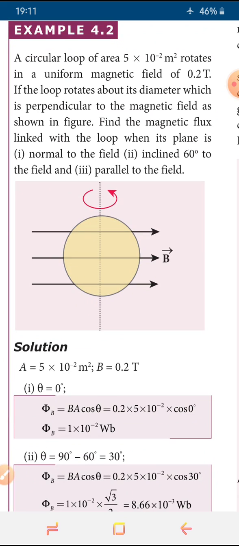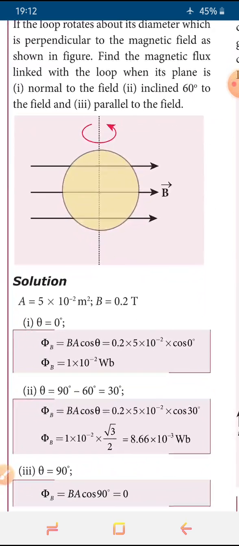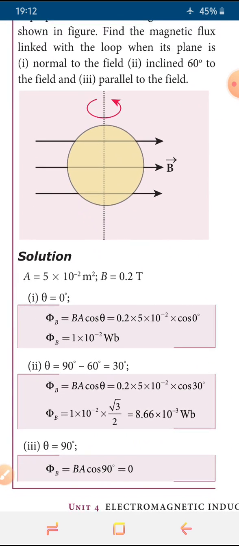Now example 4.2. A circular loop of area 5 into 10 to the power minus 2 meters square rotates in a uniform magnetic field of 0.2 Tesla. The loop rotates about its diameter, which is perpendicular to the magnetic field, as shown in the figure. Find the magnetic flux linked with the loop when its plane is normal to the field, inclined 60 degrees to the field, and then parallel to the field. So these three cases are given. Now we write the known data: area 5 into 10 to the power minus 2 meters square, B is equal to 0.2 Tesla.